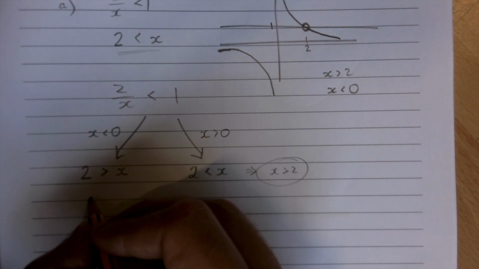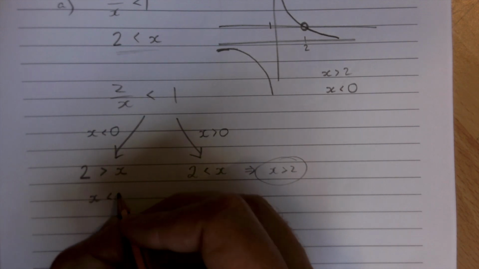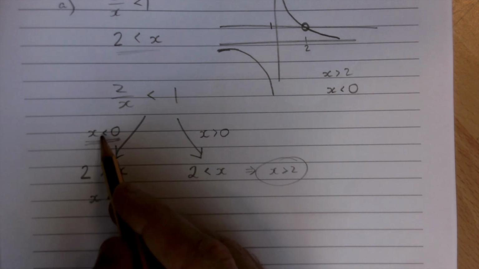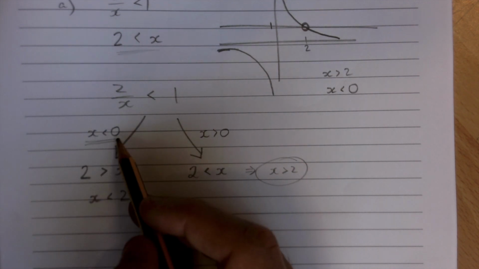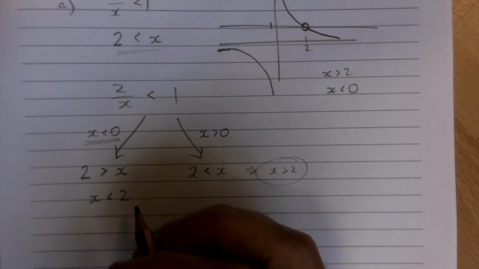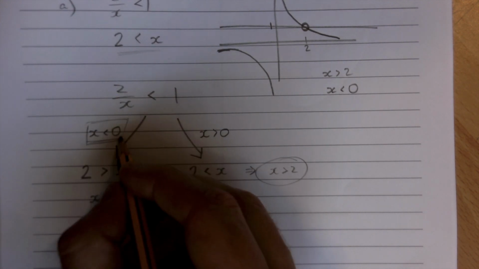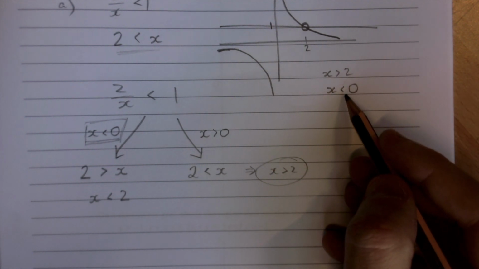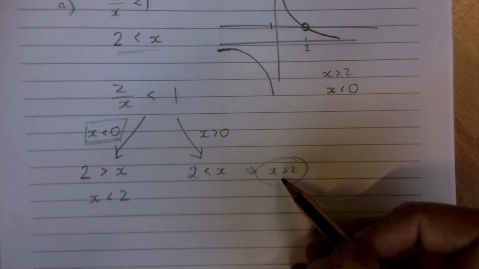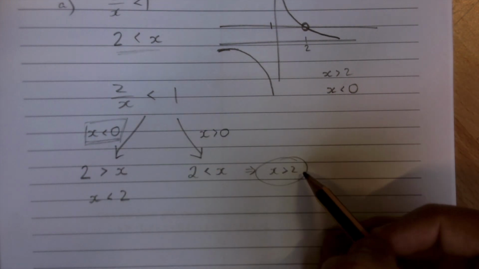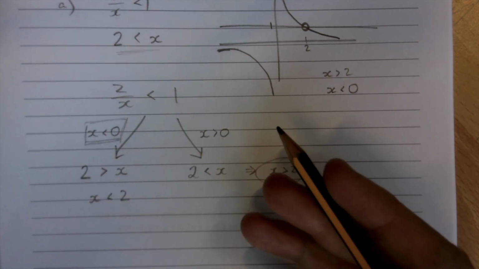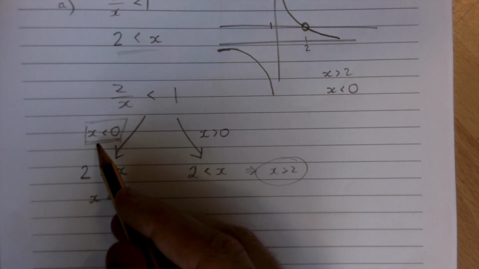This is x is less than 2, but because you've already said x is less than 0, you combine these two together. If x is less than 0 and it's less than 2, that means that it's less than 0. So this is the more restrictive, and that's where the other x is less than 0 comes from. You still end up with the same information. So you get for positive values of x, x is greater than 2, and for negative values of x, x is less than 2. But if it's negative, it has to be less than 0. So x is less than 0.